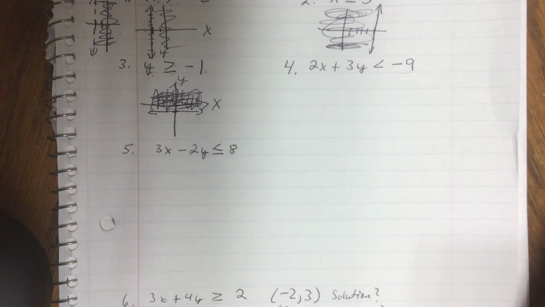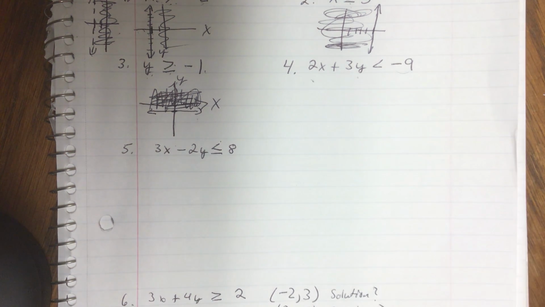Okay. Now let's look at number 4. Here we have both an x and a y. How are we going to graph this? Which variable do we need to get by itself?